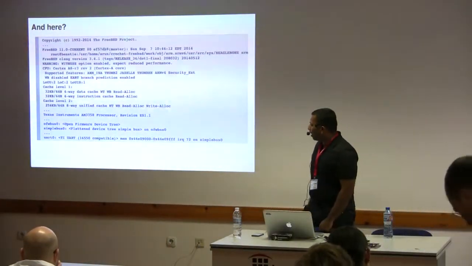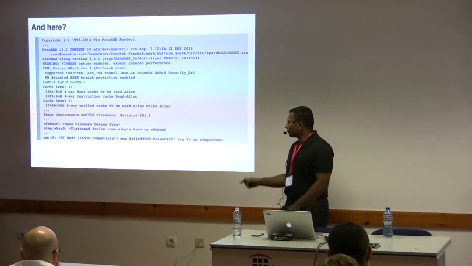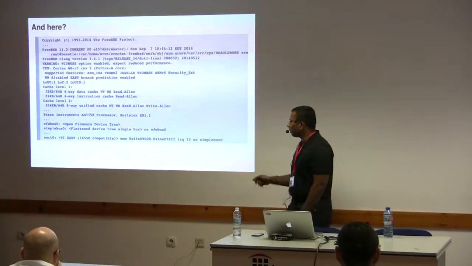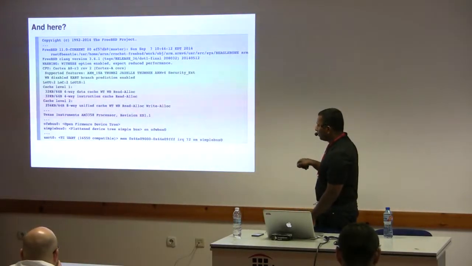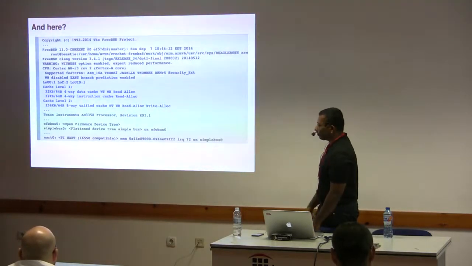Down here, the last line, you see the mapping for the serial. This is basically how the serial gets configured. It's a 16550, it's mapped at this address, 44E09000, and it's at IRQ 72. And we'll talk about how this information actually gets to the kernel.